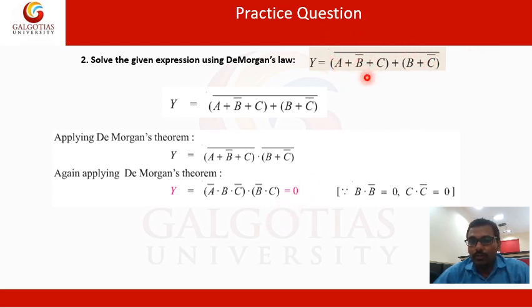Whatever be the values of variables A, B, C, the output will always be zero. It means we don't need any logic gate, because every time you will get output zero. So neither can we use a NOR gate or an AND gate. Whatever the inputs, we will always get output as zero. This is because we have used De Morgan's theorem to simplify this. This is the application of De Morgan's laws that we have studied.